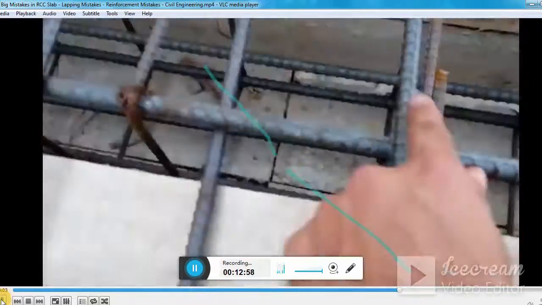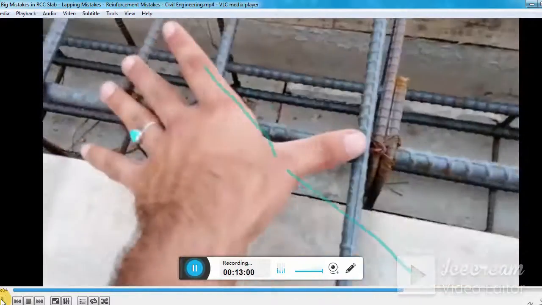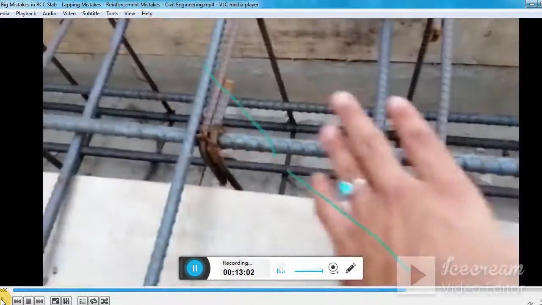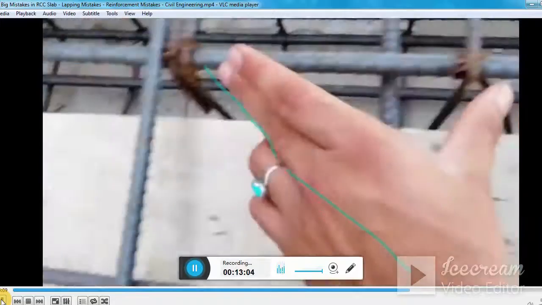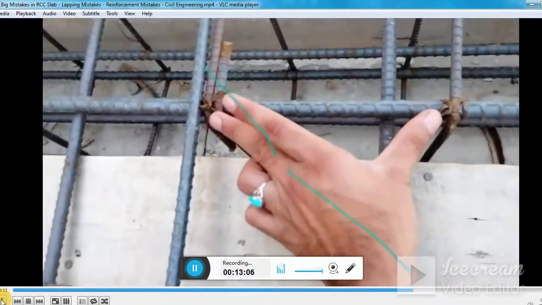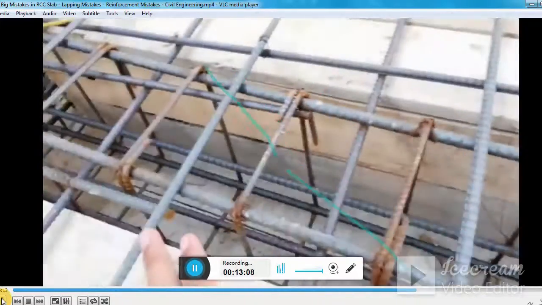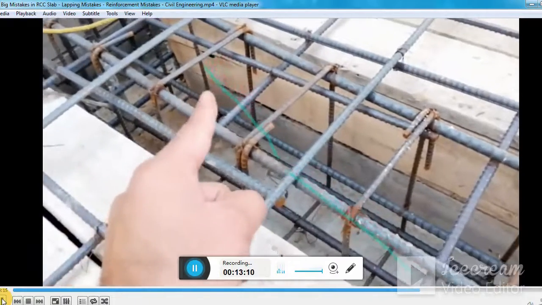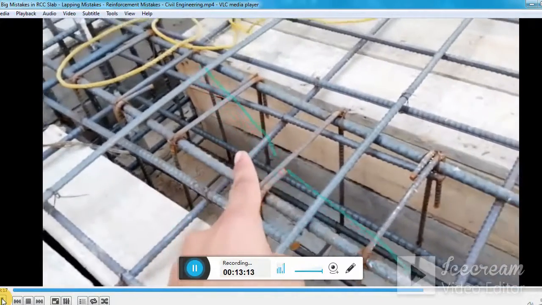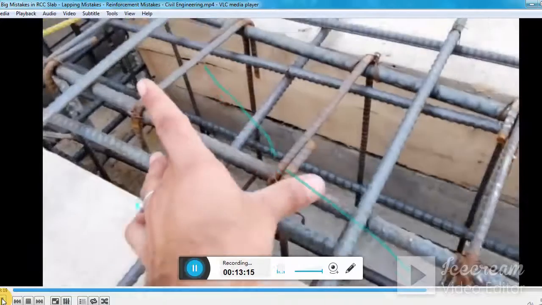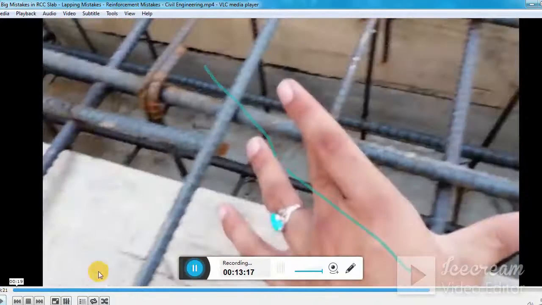But if you come to its stirrup spacing, it is wrong, because here it's 7 inches, but it's about 8 inches. We have already discussed that at the end of the support the stirrups should be closely spaced. We have already discussed that, but it's not closely spaced. It's the same distance.